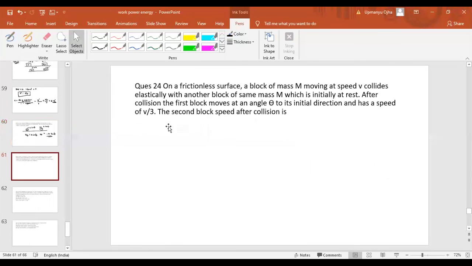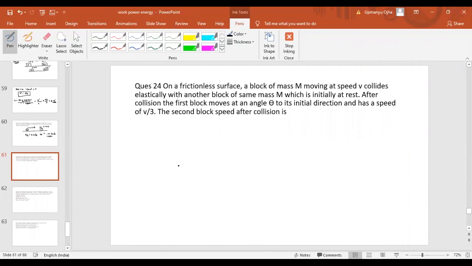Okay, now next. On a frictionless surface, a block of mass m at a speed v collides elastically with another block of mass capital M, which was initially at rest. After collision, the first block moves at an angle of theta to its original direction, and the speed is v by 3. Find the second block's speed after collision. Here the collision was elastic, which means energy will be conserved.